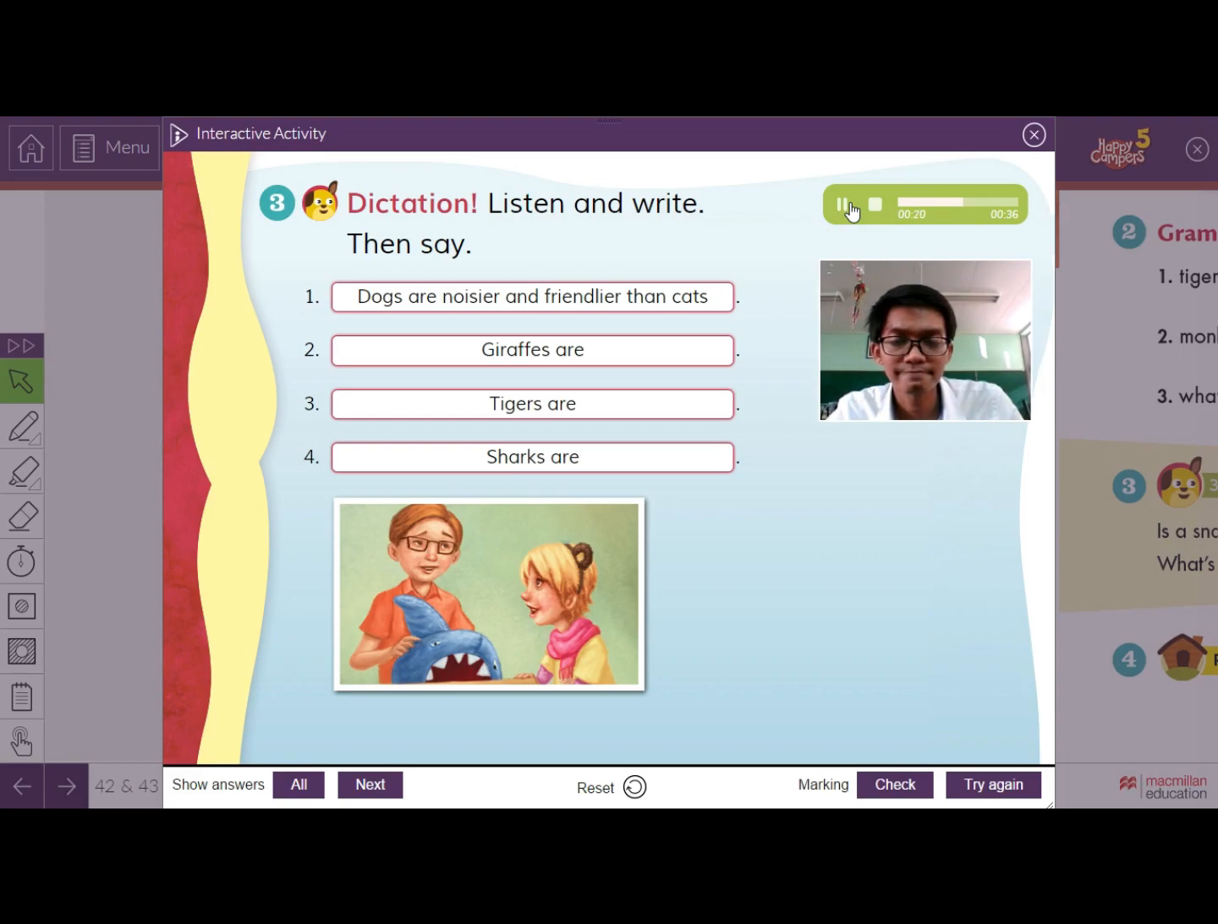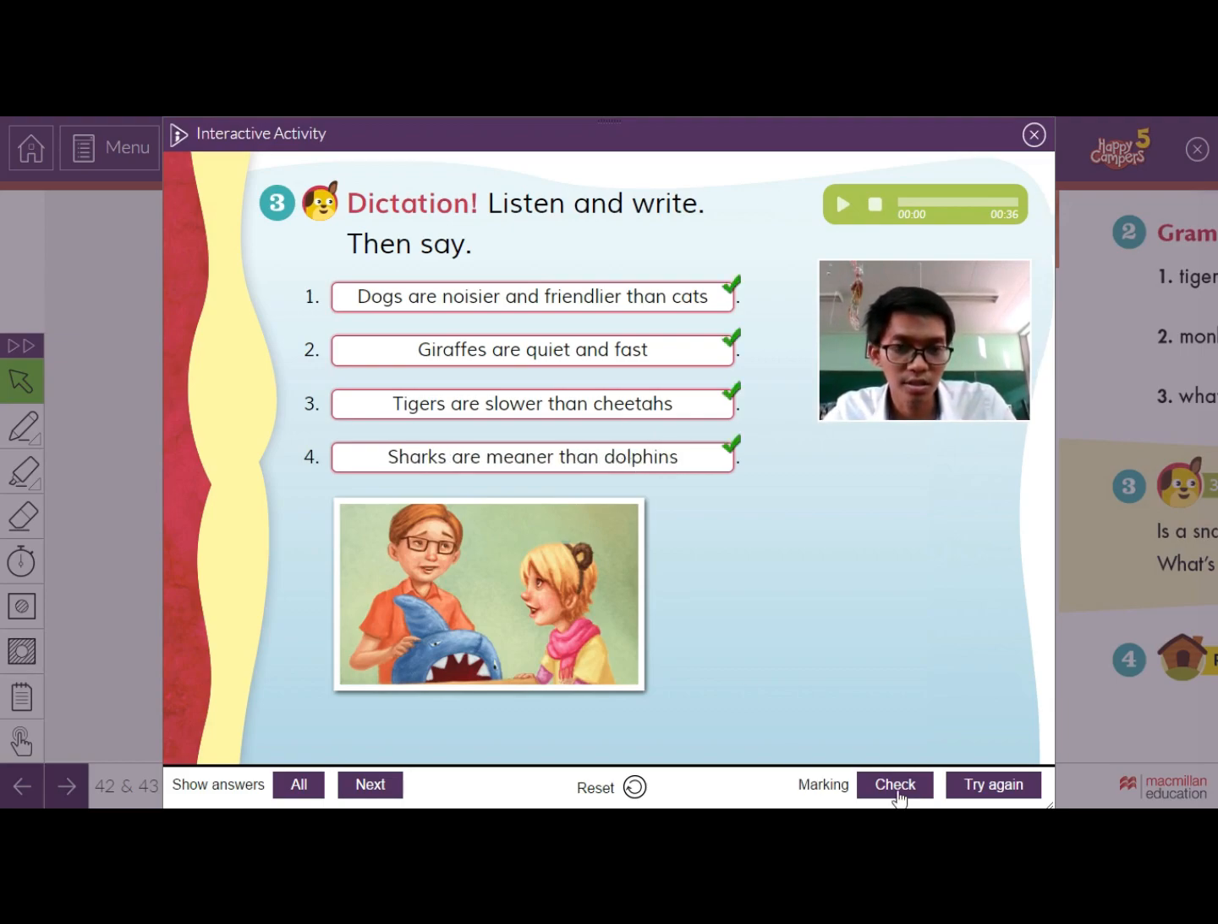2. Giraffes are quiet and fast. What is it? Giraffes are quiet and fast. 3. Tigers are slower than cheetahs. What is it? Tigers are slower than cheetahs. 4. Sharks are meaner than dolphins. Sharks are meaner than dolphins.